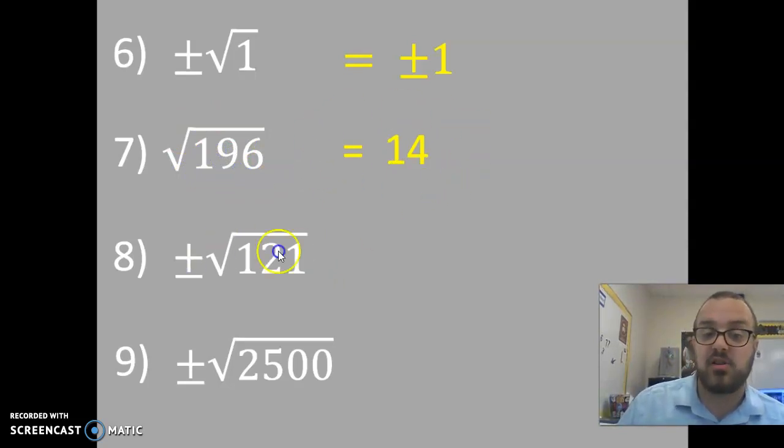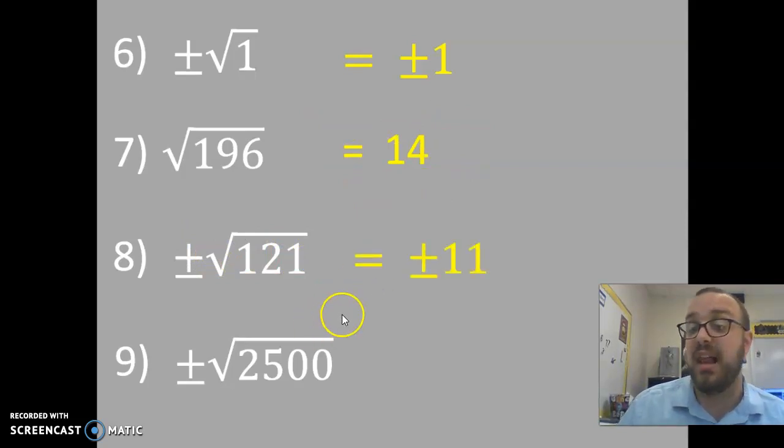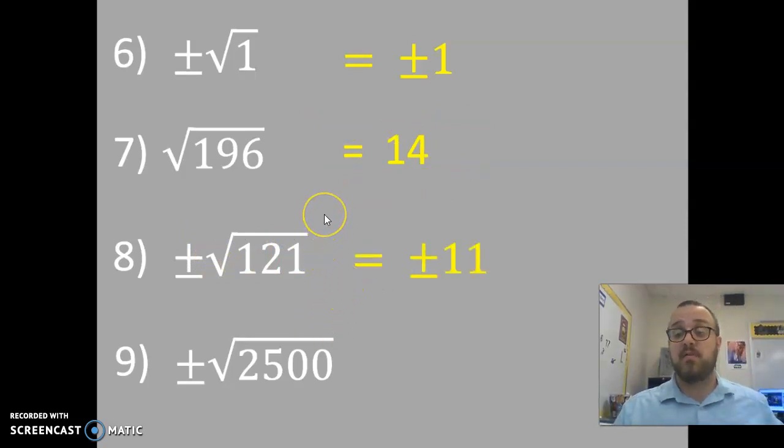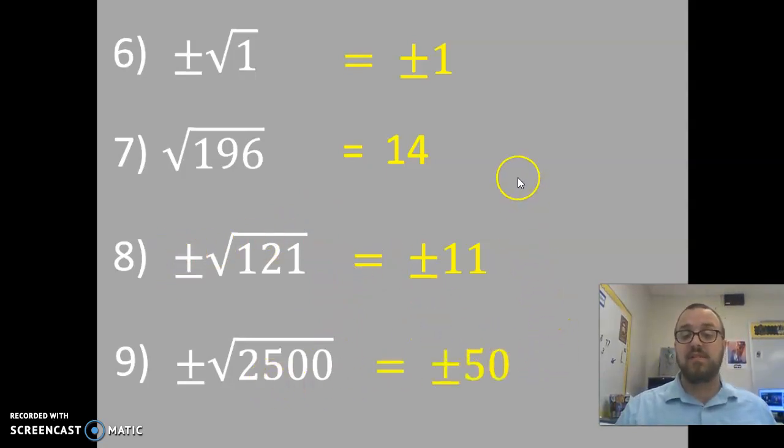Plus or minus the square root of 121 is going to be plus or minus 11. Again, that is another perfect square. It's 11 times 11, and we're asking for both roots. And then finally down here, this one's going to be plus or minus 50. Now, this is not necessarily a perfect square that I'm going to ask you to remember. However, you do know that 25 is a perfect square, and seeing the 2 zeros here should give you a hint that it's going to be 50 times 50 that gives us that answer, okay?